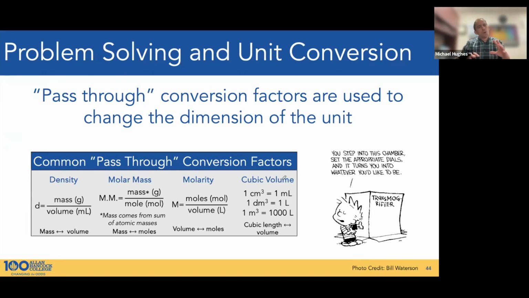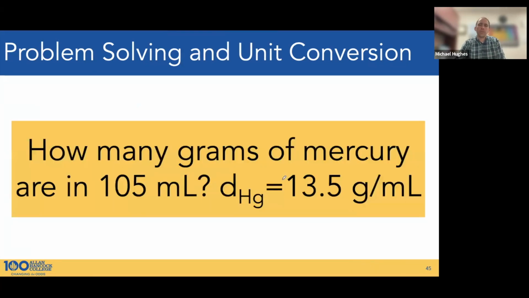And I just want to again emphasize that these are some of the conversion factors to look out for, because otherwise sometimes we're asked to give a value, a unit, that's completely unrelated to what we're given. And without understanding to look for these pass-through conversion factors, we might be really lost on a question. So let me show you.